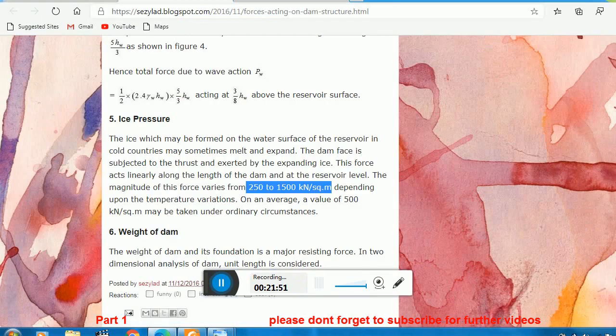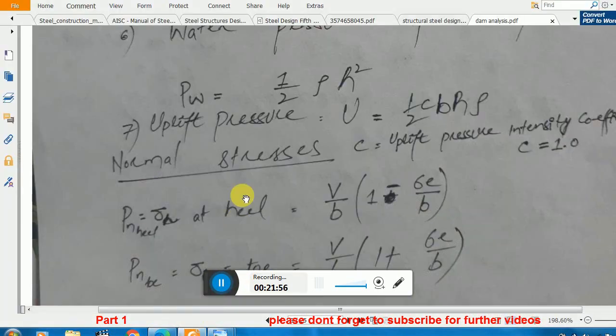So when we are doing the dam stability analysis, we have to calculate different stresses, okay. And those stresses basically, remember this is uplift pressure. I already discussed it, okay, uplift pressure, and 1 over 2 times C B H density, remember, okay, the C is basically equal to 1.0 or sometimes whatever the amount will be less, but mostly it is considered to be 1.0, the pressure intensity coefficient, uplift pressure coefficient.